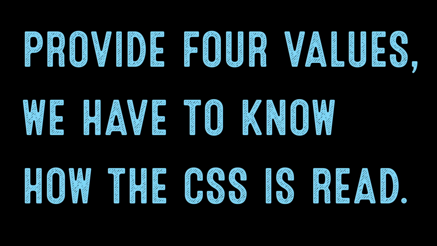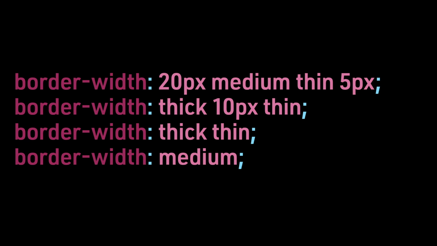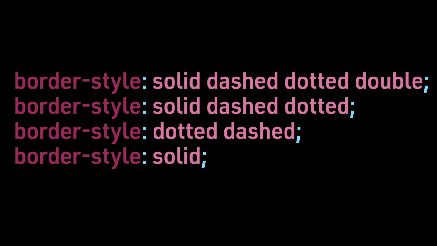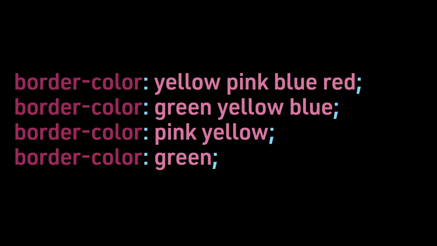But if we don't provide 4 values, we have to know how the CSS is read. With 4 values, the top border is 20 pixels, the right border is medium, the bottom border is thin, and the left border is 5 pixels. With 3 values, the top border is thick, the right and left borders are 10 pixels, and the bottom border is thin. With 2 values, the top and bottom borders are thick, while the right and left borders are thin. With 1 value, all borders are medium. For border style, and later for border color, the same convention is followed as for border width.